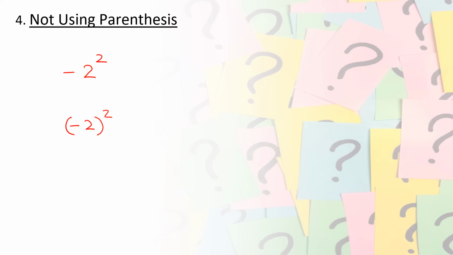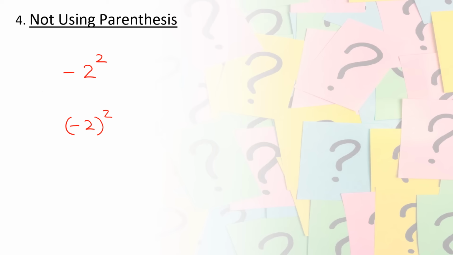The fourth common mistake is not using the parenthesis. So for example, what are you going to do if you get these two questions? What is the answer for the first one? Spend a few seconds and think of what you're going to get for the first one. For example, if you get 4 for the first one, unfortunately, that is not correct.